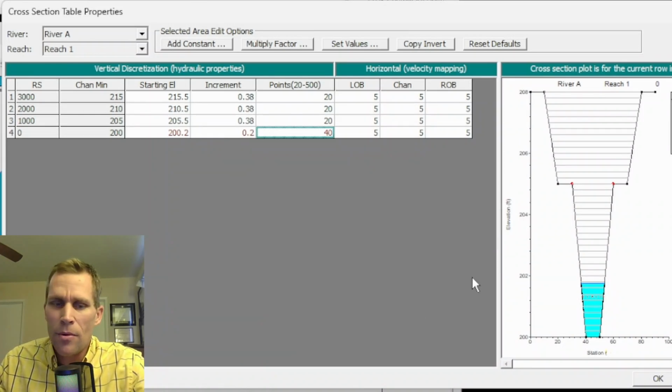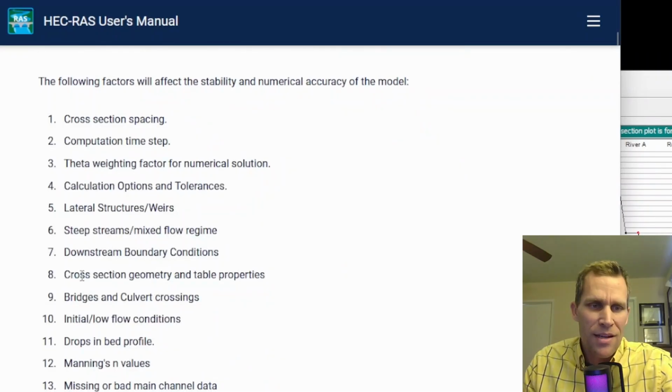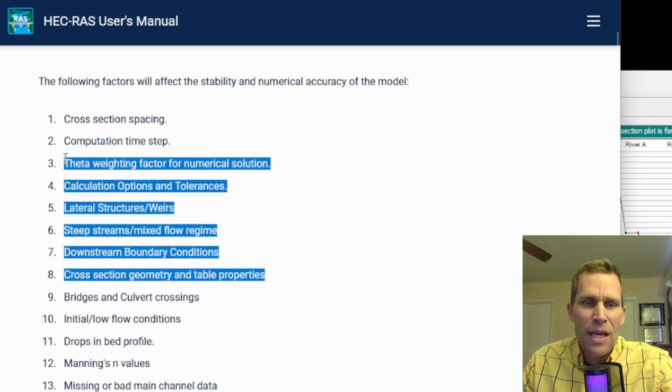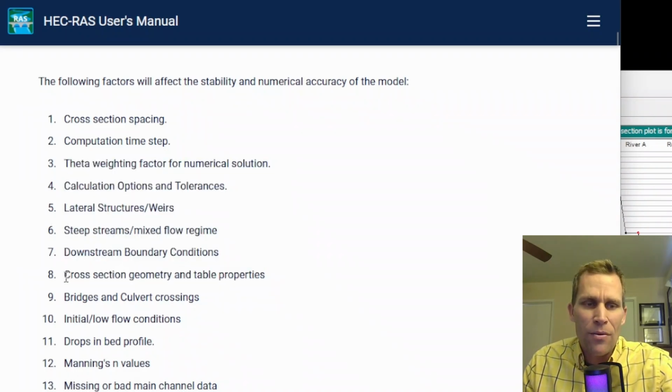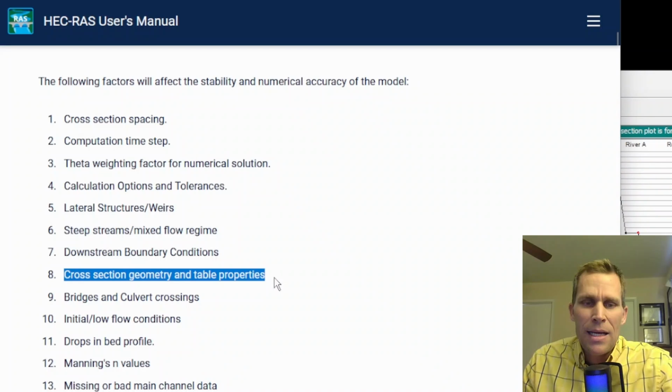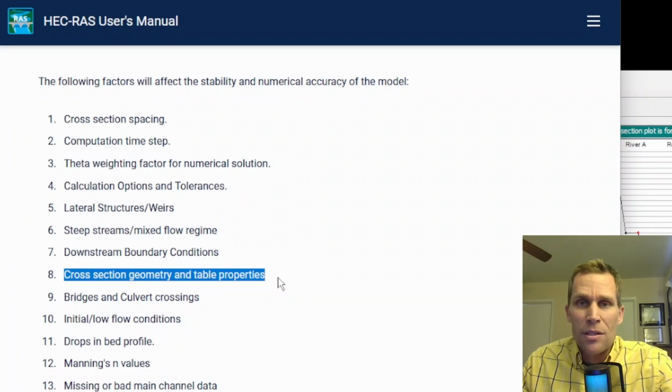All right, well, we got through number 8 on the list. Here's the list again. Here's the last one we finished up with. So in this lesson, we talked about theta weighting factor, number 3, all the way down through cross-section geometry, tables, and properties as a way to reduce the chance of instability in your models, but also try to preserve as much accuracy in the process.